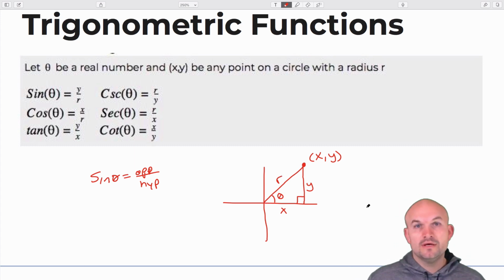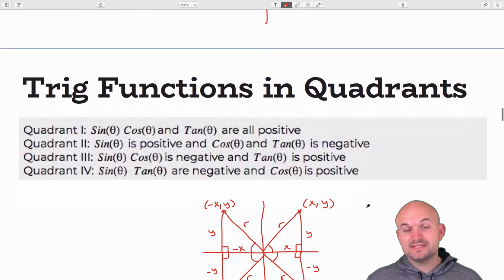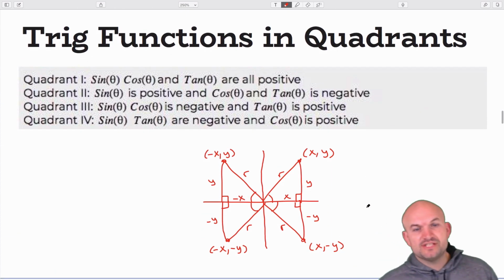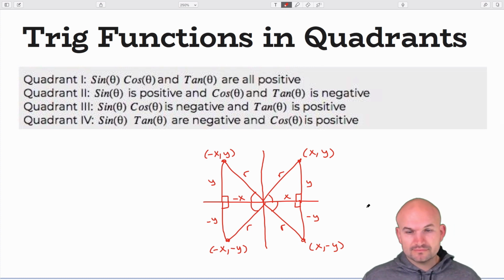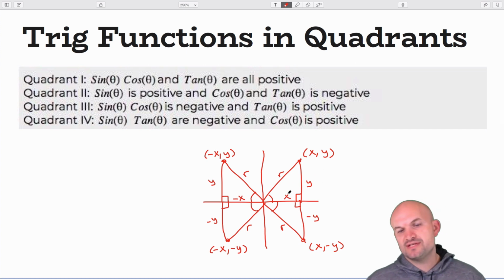So before we get started though, there's one last topic that we want to cover, which is basically just understanding the trig functions in the quadrants. So if you remember, here's just me redrawing all the triangles now in each quadrant. And if you remember the trigonometric functions, right? Sine is y over r, cosine is x over r, tangent is y over x.